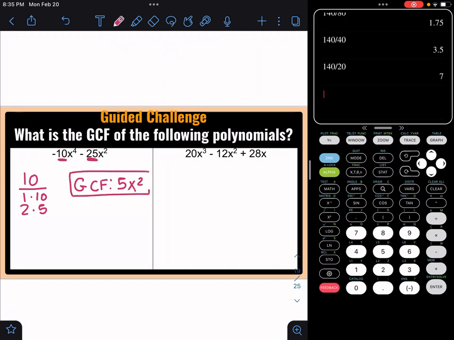This one, we have a 20, 12, and 28. 12 is smaller, so I'm going to write down my factors of 12. And now let's see. Does 20 divide by 12? Nope. Does 20 divide by 6? Nope. 20 divided by 4? Yes. Does 28 also divide by 4? Yes. So our GCF would be 4. And the smallest exponent is x to the first.